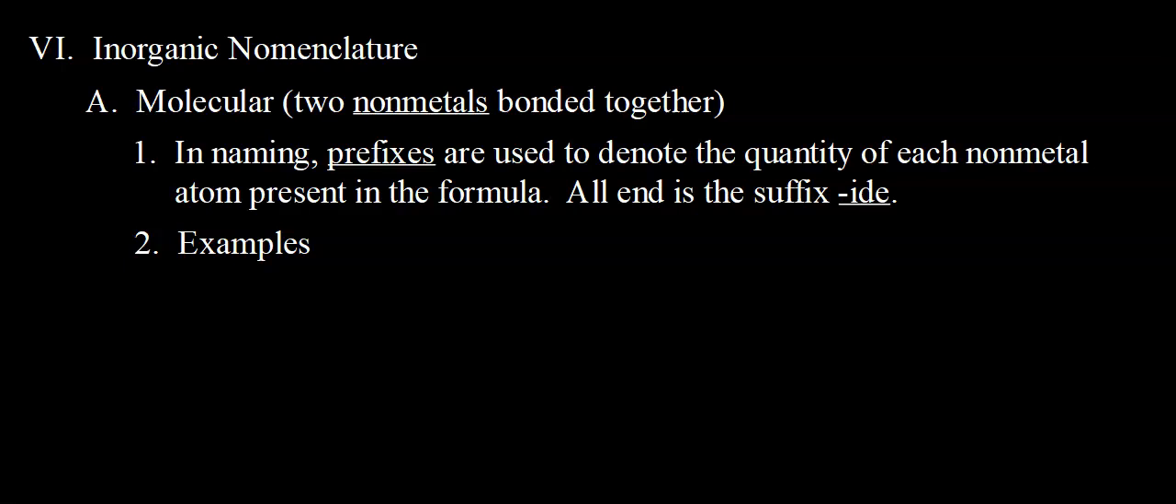When we name molecular compounds, what should come to mind is this, prefixes. So every time we name a molecular compound, we're going to use prefixes like mono and di and tri and tetra and penta. And these prefixes are used to denote the quantity of each of the nonmetal atoms present in that compound. Something else that's important with the names of molecular compounds is that they all end in the suffix "ide." So let's look at some examples.